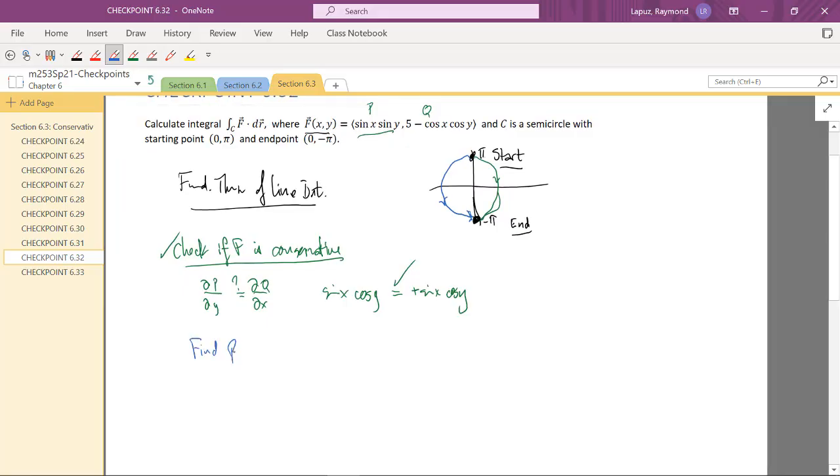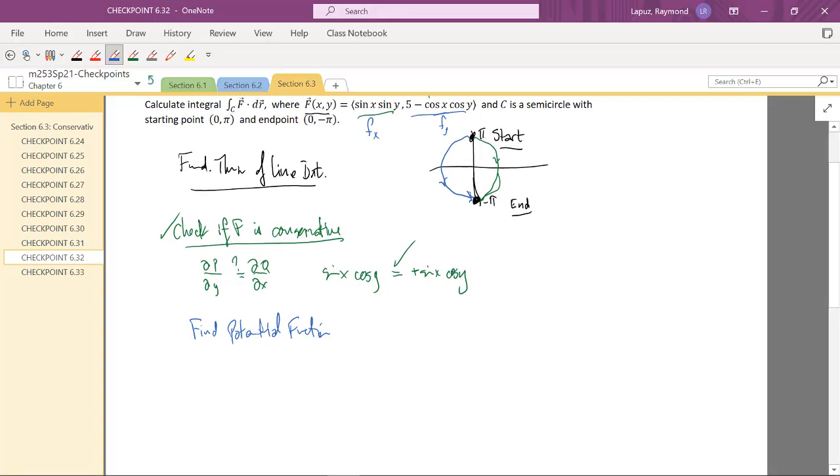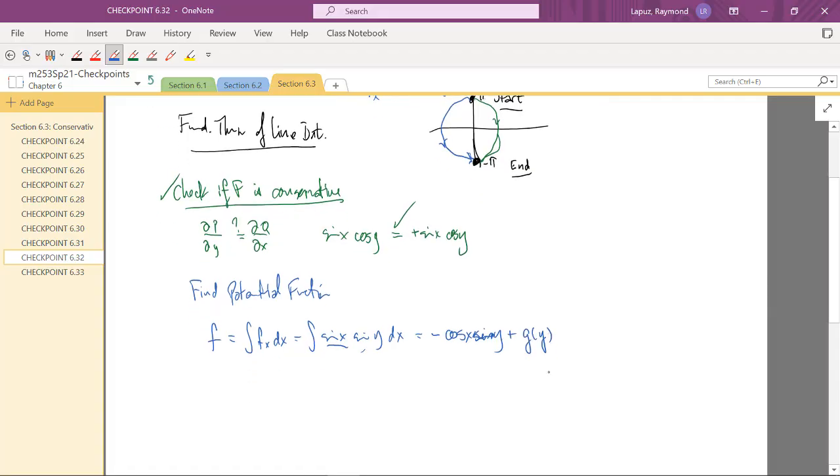Now let's find the potential function. And we'll do that by assuming that this is f_x and f_y and finding the antiderivatives. So f could potentially be the antiderivative of f_x with respect to x, which is sine x sine y with respect to x. Now sine y is constant. The antiderivative of sine x is negative cosine x. And we want to allow for constants with respect to y, because the derivative of something with a y in it with respect to x is 0, so that might have disappeared.